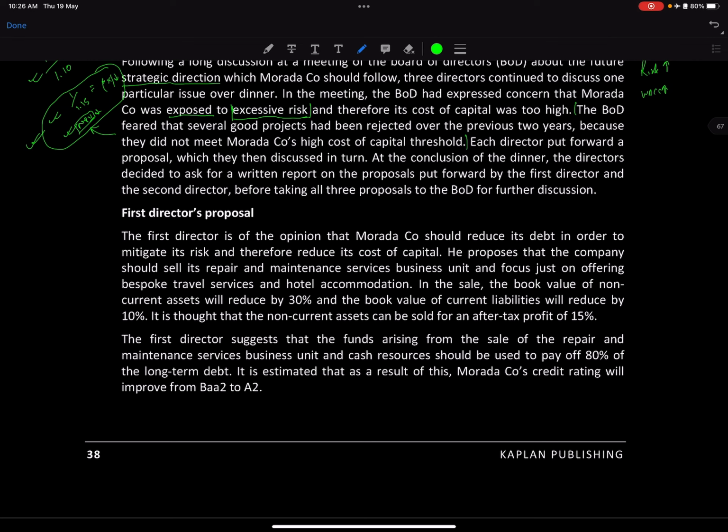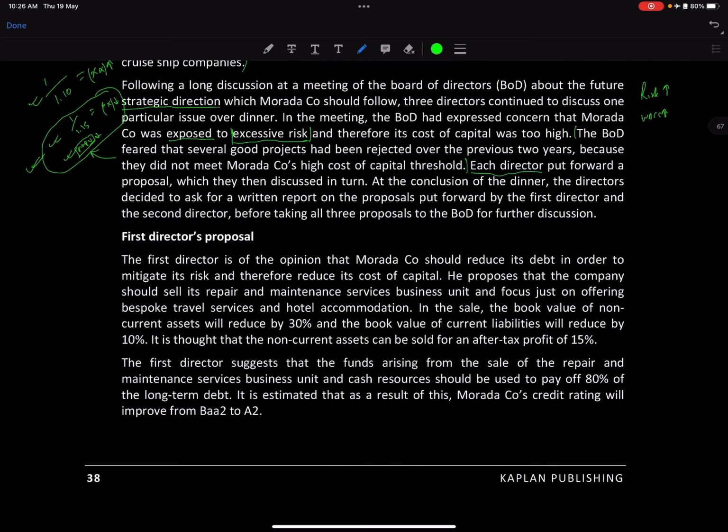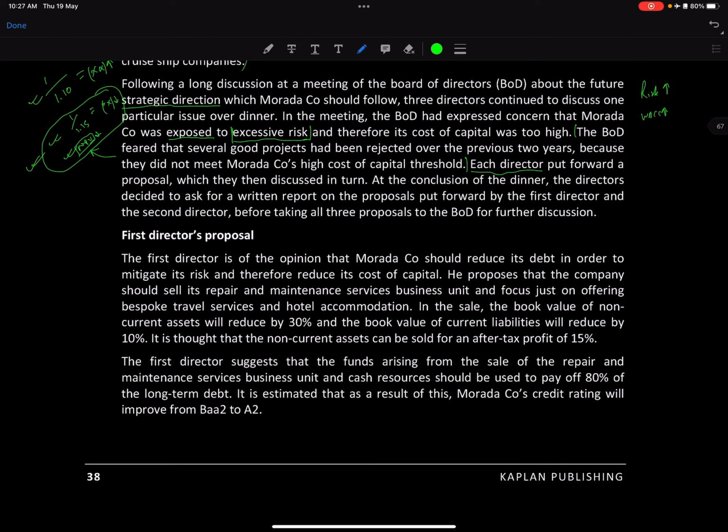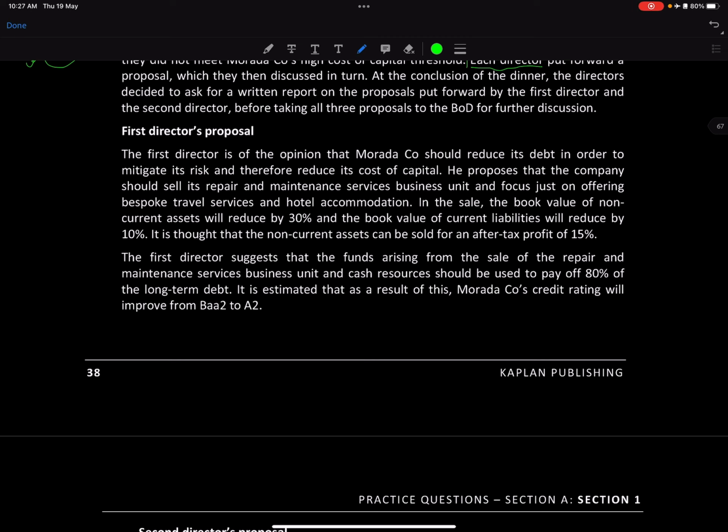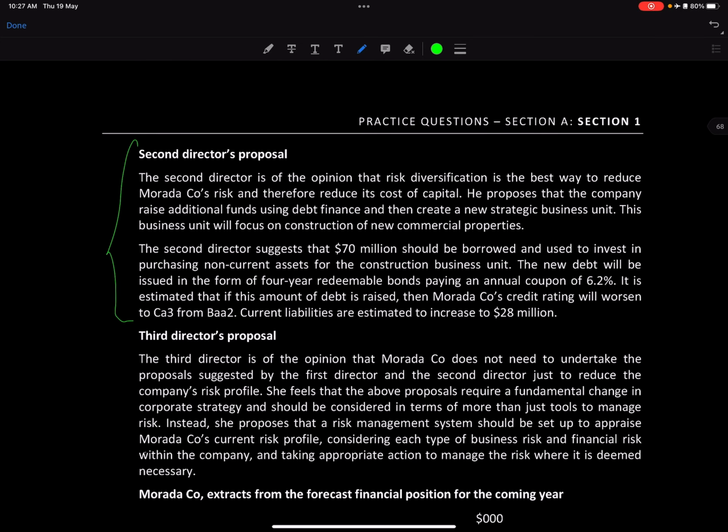So each director put forward a proposal which they then discussed in turn. Okay, so we have three directors, isn't it? Three directors put forward a proposal which they then discussed in turn. At the conclusion of the dinner, the directors decided to ask for a written report on the proposal put forward by the first director, second director, before taking all three proposals to the BOD for further discussion. Okay, so let's see what the proposals were. This is the first director's proposal, then we have the second director's proposal, then the third director's proposal.